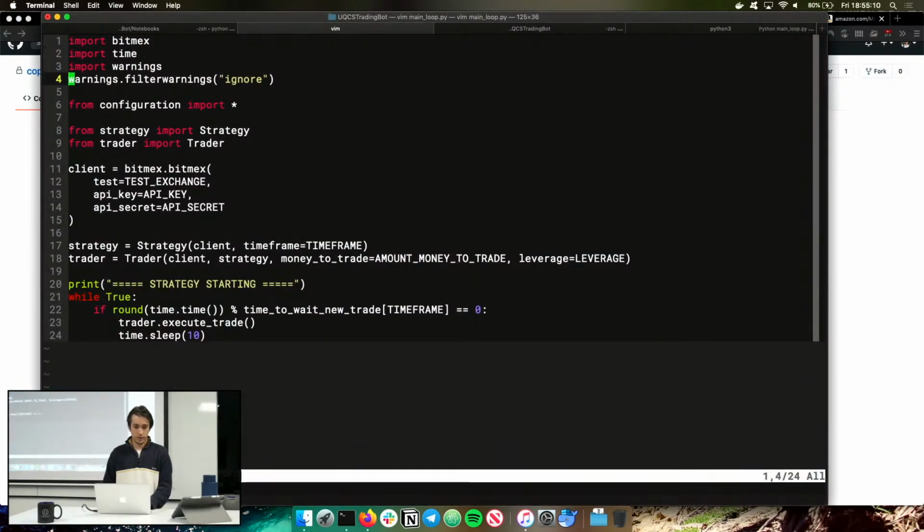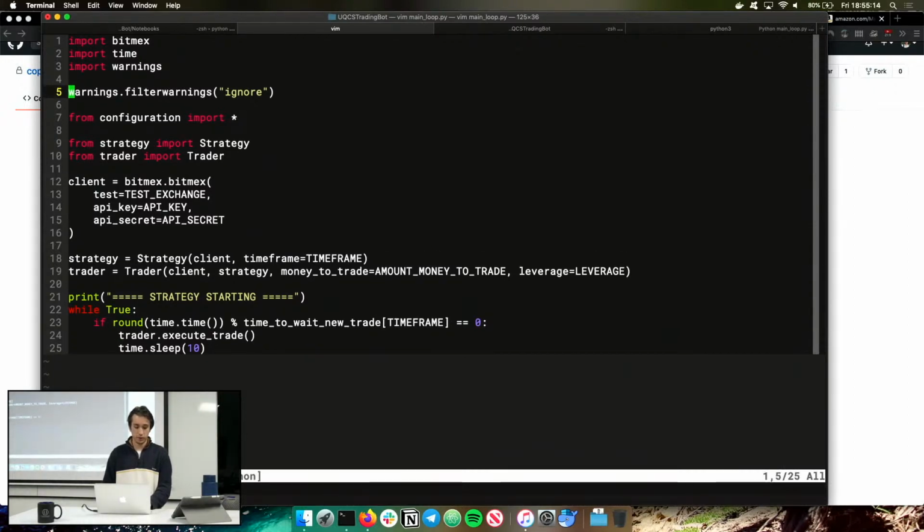Super simple. For the sake of it looking nice, because it's a super naive bot and the code's a bit messy, I have suppressed warnings. That is a bad idea. Don't do that if you want to run something yourself. Yeah, just a quick warning there.